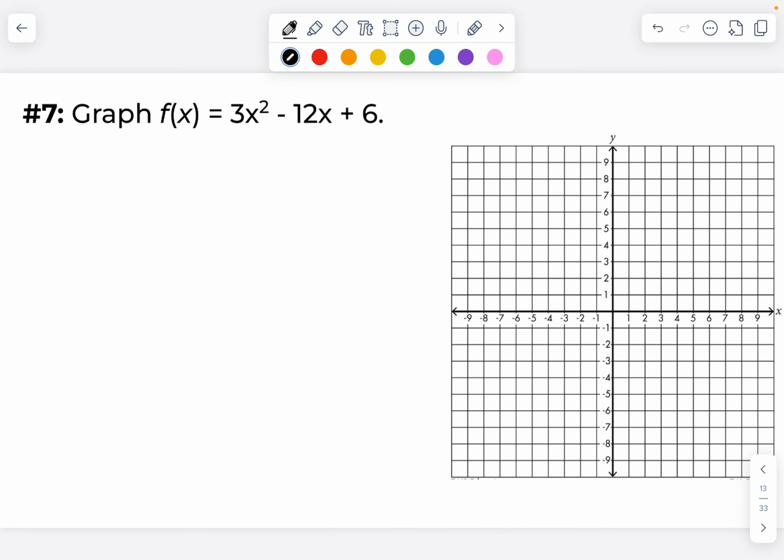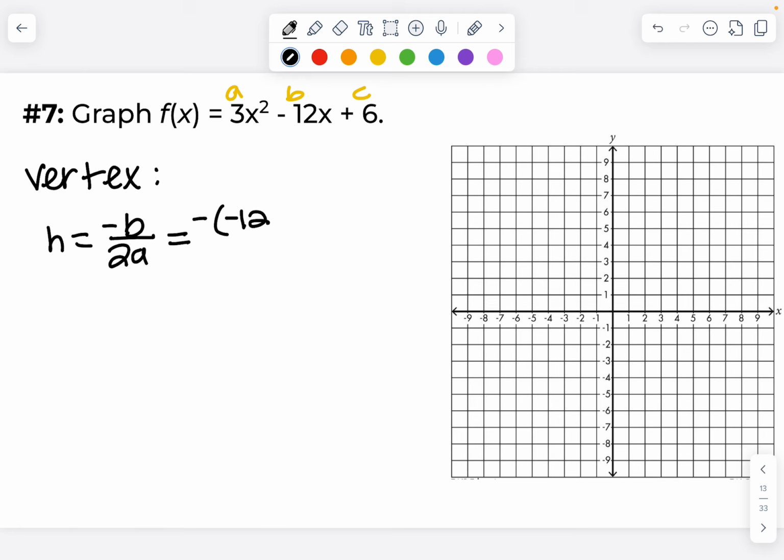So we're going to do one more together, and then you guys are going to try one on your own. So same process for the vertex, okay? For h, I want negative b over 2a. So again, remember, a is the number in front of x squared, b is the number in front of x, and then c is that constant. So here we have a negative b. Okay, remember that b includes the sign, so it includes that negative in front of the 12. Okay, all over 2 times a. So a double negative on top is going to simplify to a positive 12 over 6, which simplifies to 2.